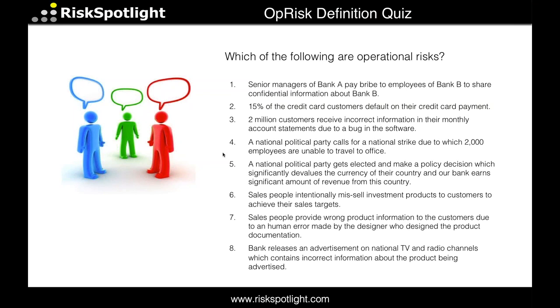What about the fourth one? Okay, people have already started answering. A national political party calls a national strike, due to which 2,000 employees are unable to travel to the office. Yeah, so it's a yes. I think most people have said that. Again, it passes those criteria, because it's related to our people, and if people are not able to come to work, then the process will get disrupted and we may not be able to serve our customers on that given day. So it has that uncertainty where the impact will influence the objective.